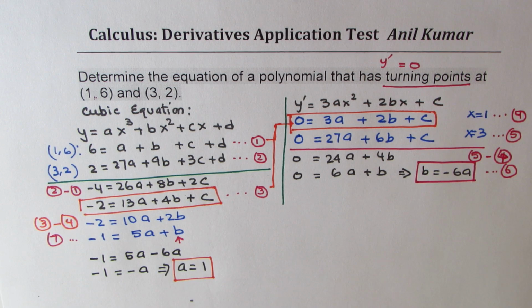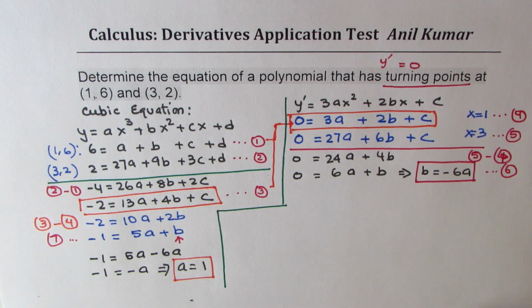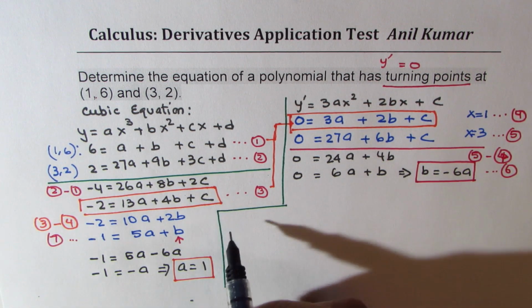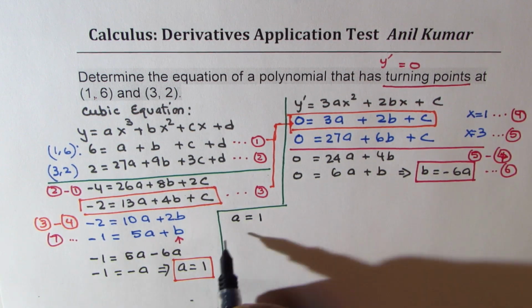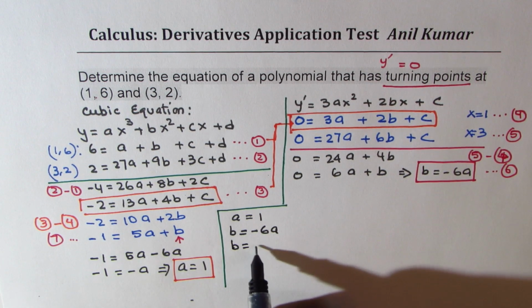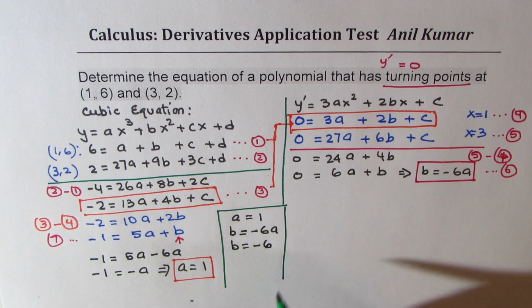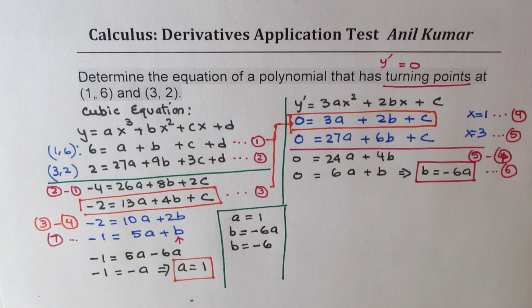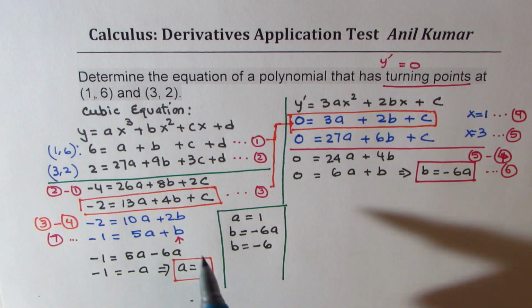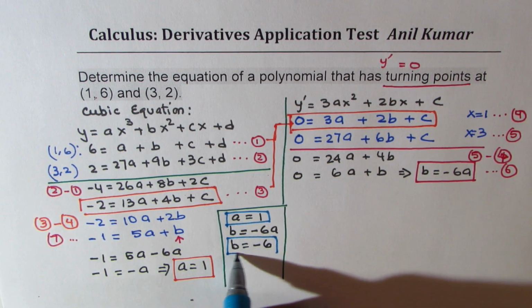Okay. Now once we know a, we can find b, c, and d. So let's find the values of b, c, and d. We have a equals 1, b is minus 6a, so that means b equals minus 6, right? So we have a and b for us. So we have a equals 1, let's highlight it with a different ink, and b is minus 6.